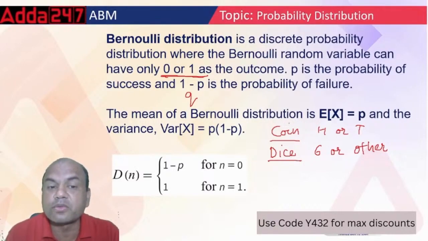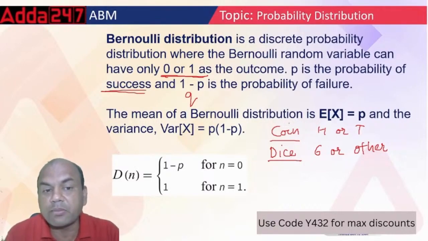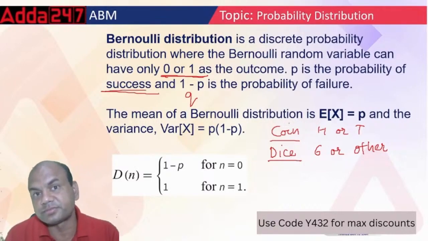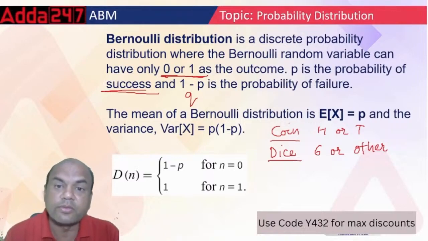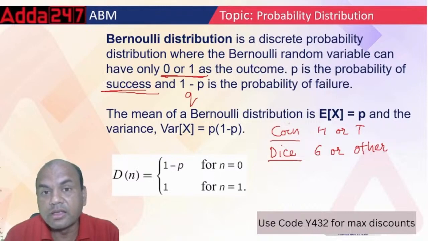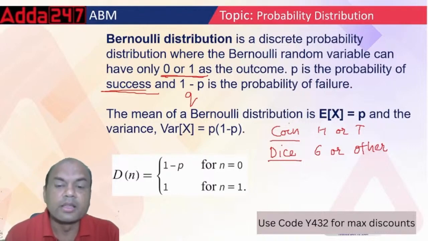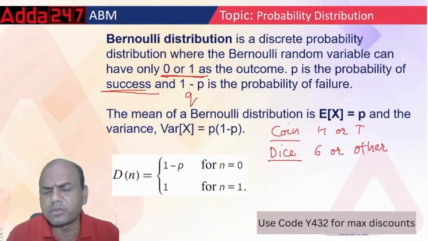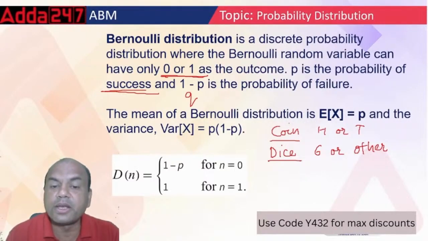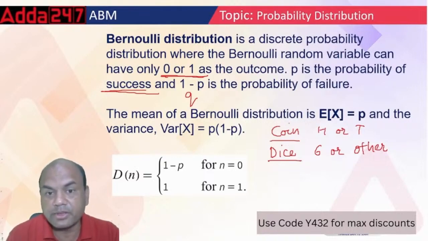Now success means the probability which is asked in the question. If they ask, if I throw a coin, what is the probability of getting a head, then getting the head becomes the success and getting the tail becomes the failure. The mean of the Bernoulli distribution is E(X) equals P and the variance is P into Q. So the Bernoulli variance is P into Q. Got it? Simple.